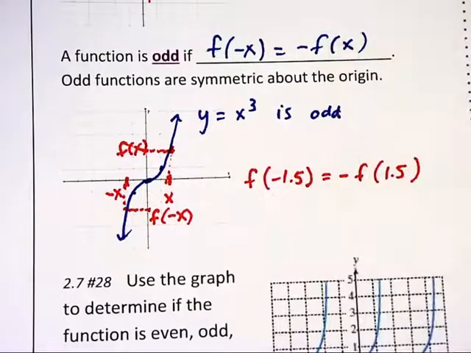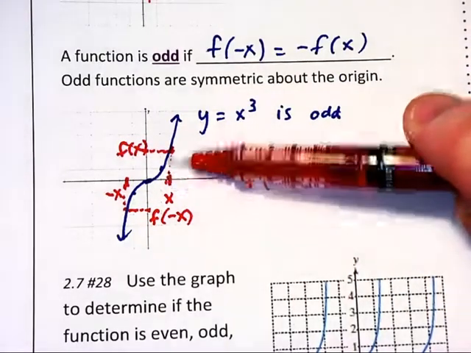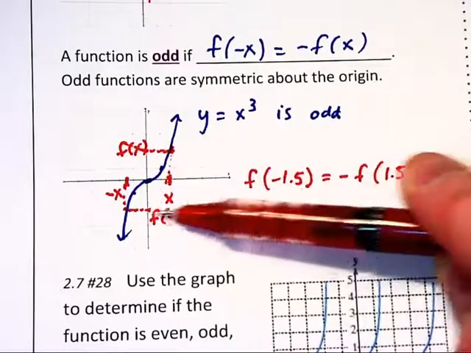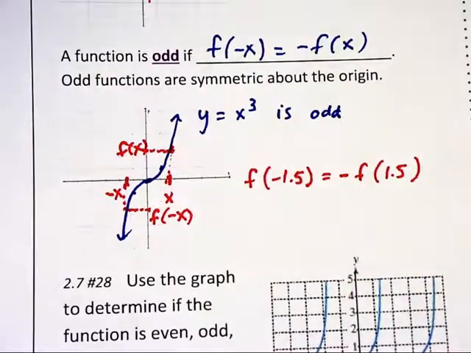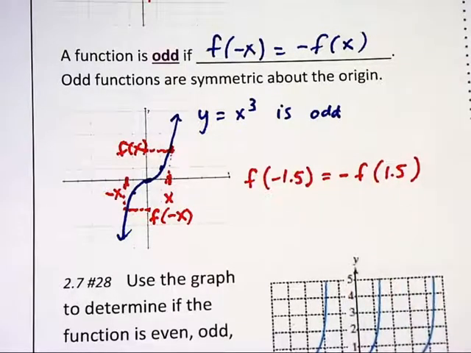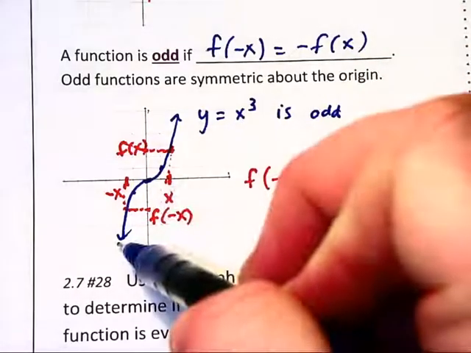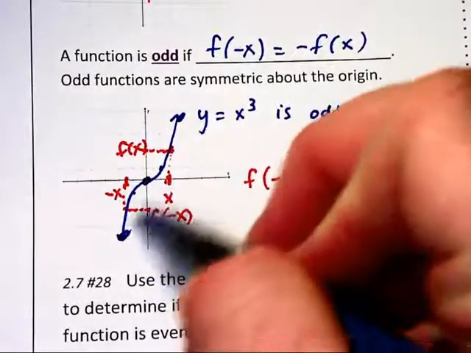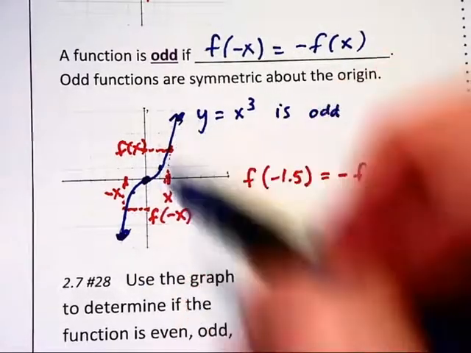See, f of 1.5 goes up to a positive value, but multiply it by a negative, you have the same y value down below. Now, these graphs are always symmetric about the origin. In other words, if you take 2 points on the curve, let's just take where those 2 arrows are, you can always have the origin as a midpoint between those two.